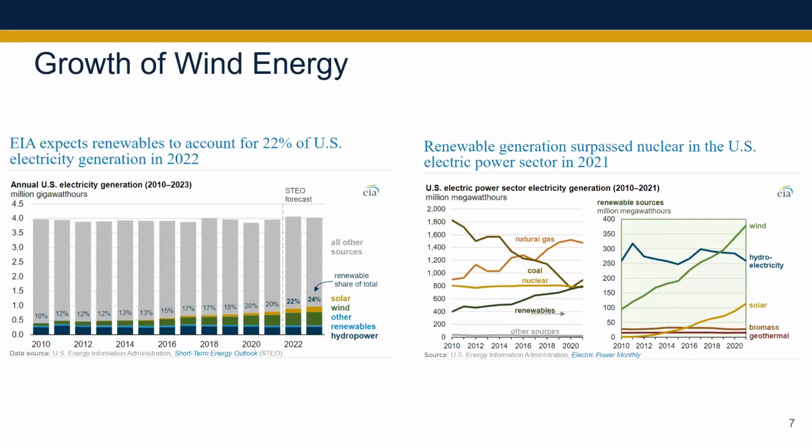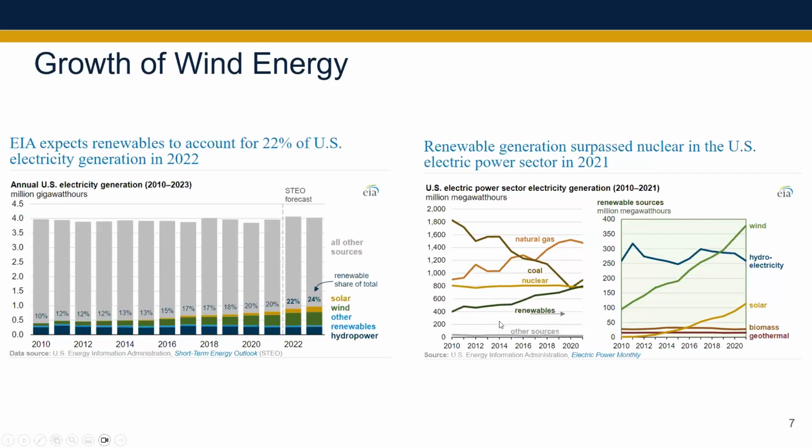Based on the Department of Energy and the predictions of the generation of power in the US, we can see this from 2010 to 2022, and the prediction for 2023. The gray is the total gigawatts that's going to be generated, and the green here is where we see the wind. We can see the wind did grow from 10% to about 22% by 2022 and 24% by 2023.